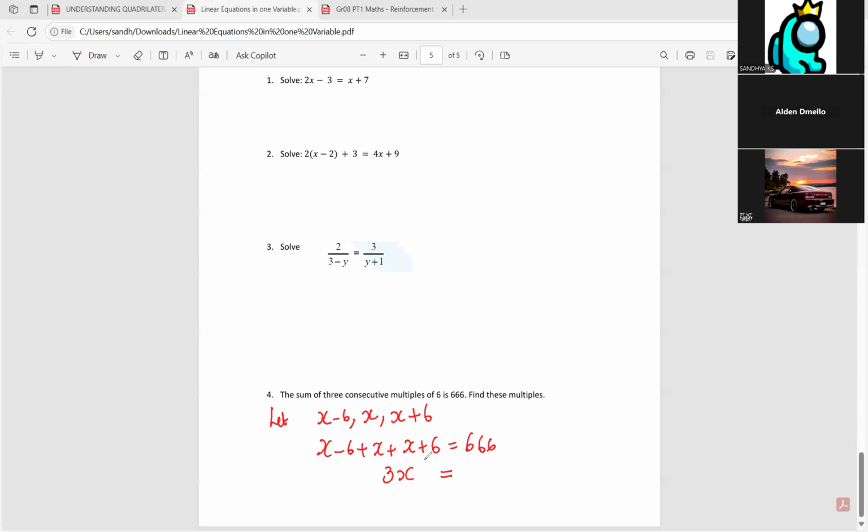So 3x is equal to, minus 6 plus 6 becomes 0, equal to 666. So x is equal to 666 divided by 3. That is equal to 222. So what are the answers? Our answers are 222 minus 6, 222 and 222 plus 6. So like that you need to do. 222 minus 6 is 216, then 222 and 222 plus 6, that is 228.